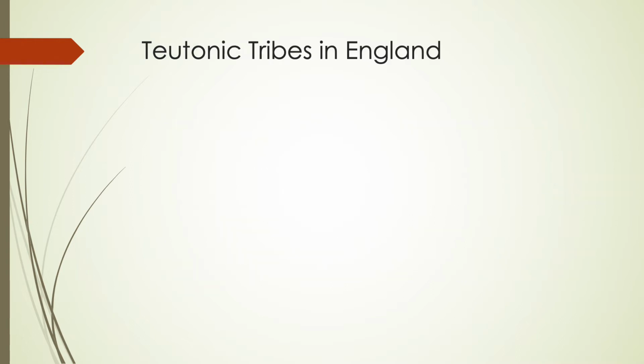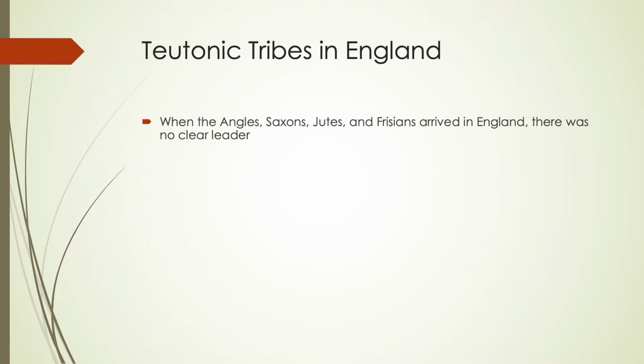In England, however, there really wasn't a clear leader when these different tribes arrived. So once the Romans left the British Isles, the Celts had already been pushed back at this point, and the different Teutonic tribes that were coming in didn't really have a clear leader. They were coming from various areas, into different areas, and so they didn't have a sense of community that would have connected them together.